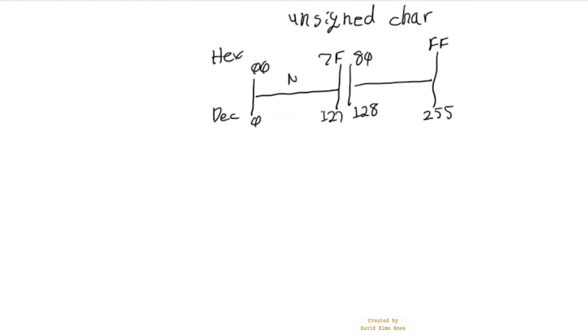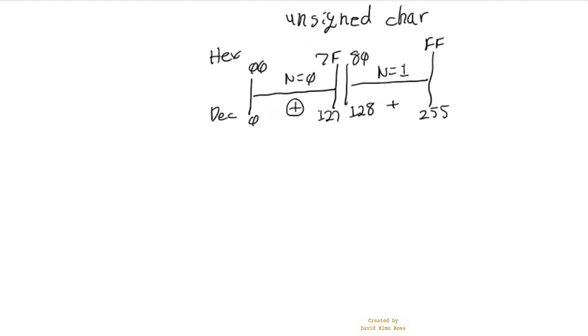Now, of all these numbers from 0 to 7F, all have the most significant bit 0, and the decimal numbers here are all positive, because 7F is 0111 1111. And 80 starts with a 1. So all these numbers from 80 to FF have the most significant bit being 1, so these are all n equals 1. But again, the decimal numbers here are all happy positive numbers. So for unsigned char, all numbers are positive and the n bit is ignored because it doesn't come into it.